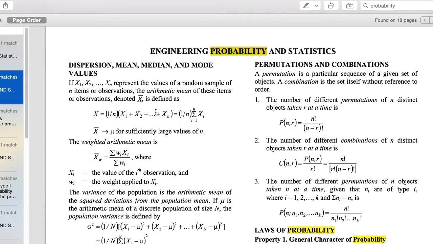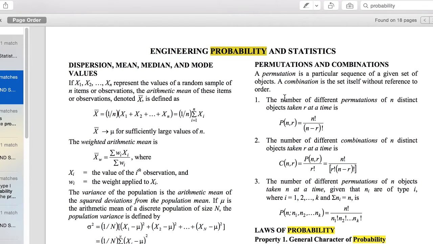So here you see mean, median, and mode. Those are things that you need to be able to differentiate given a function, being able to identify the mean, the median, and the mode. We have here also on the right hand side definitions like permutations and combinations. A permutation is a particular sequence where order is important. A combination, order is not considered, it is a set itself without reference to order.